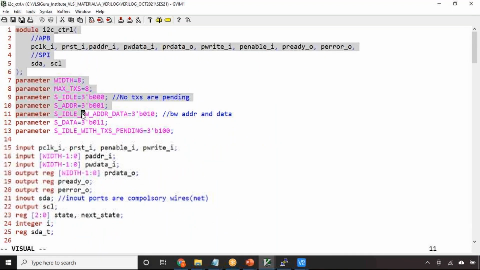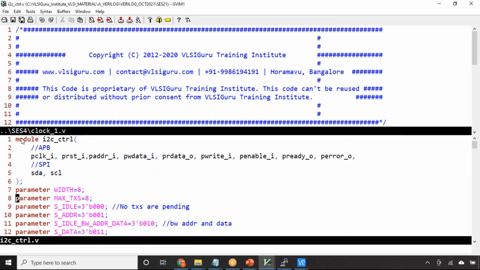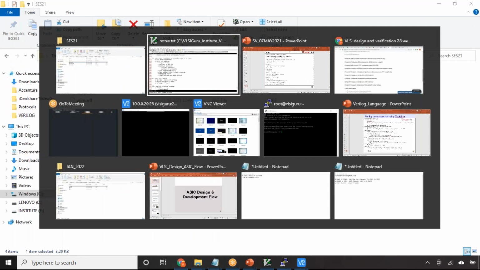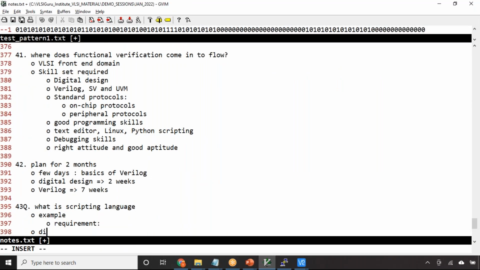Do you see the header, the institute header is present? In the other file it was present. Do you see it was present here? Here it is not present. Okay, let us say there are 1000 files like that in my directory.